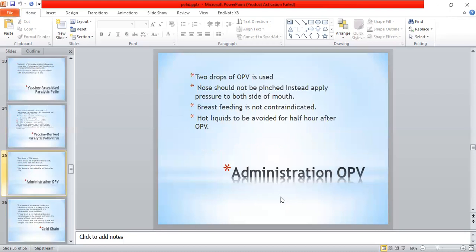Administration of the OPV, oral polio vaccine: 2 drops of the OPV are used. The nose should not be pinched. Instead, apply pressure to both sides of the mouth of the child. Breastfeeding is not contraindicated after the administration, and hot liquid is to be avoided for half an hour after the OPV.